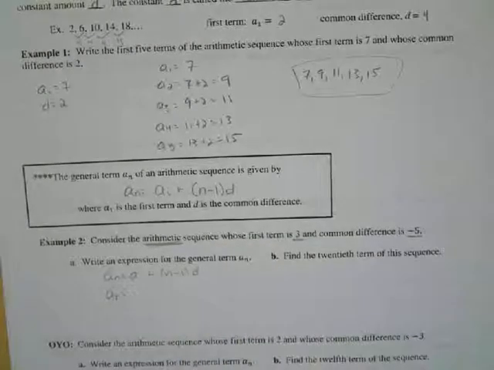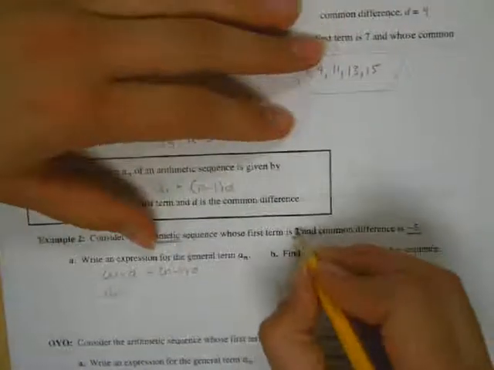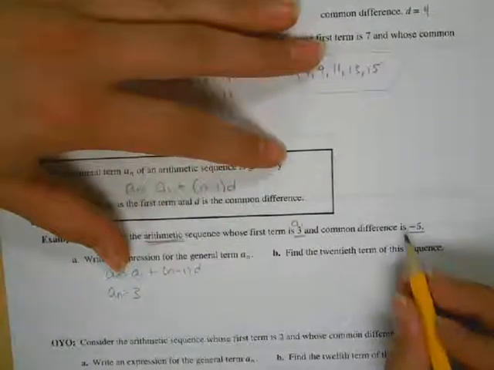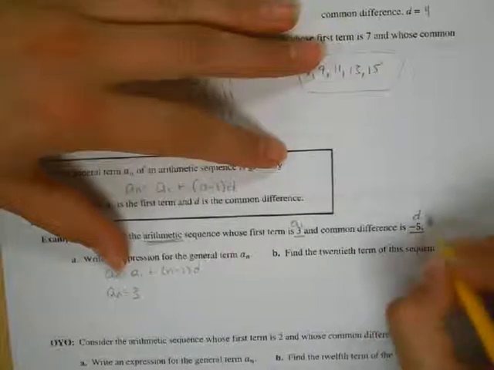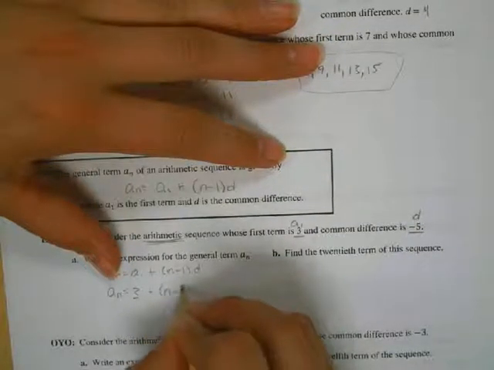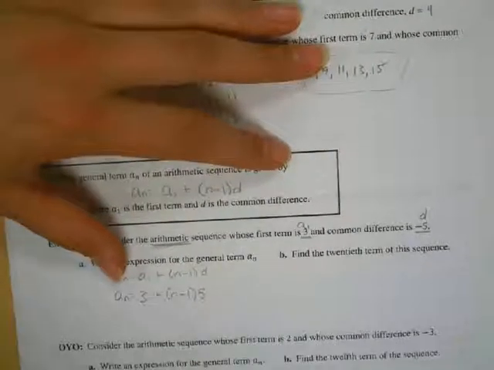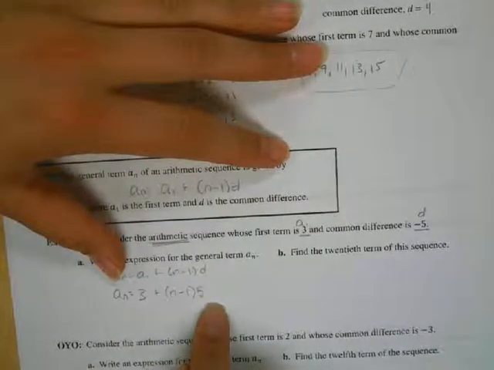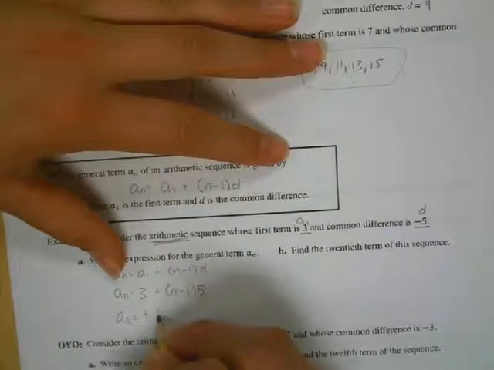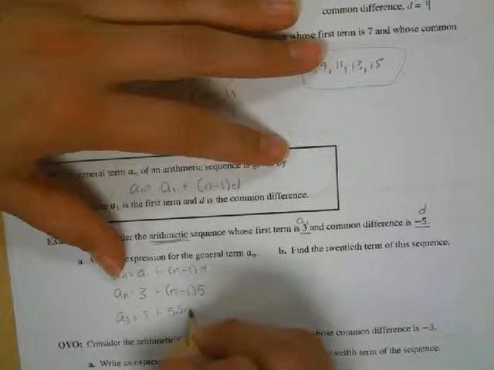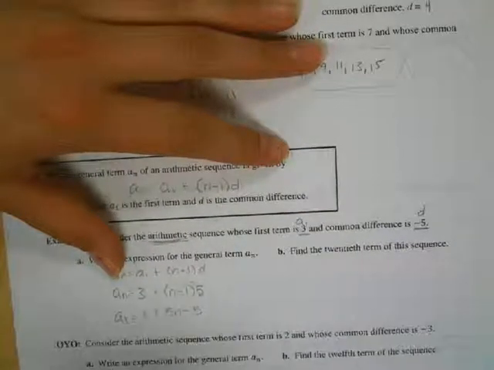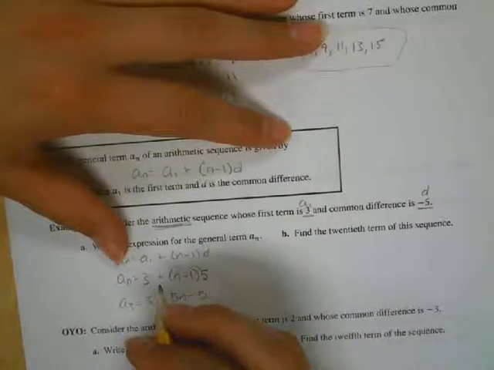A sub 1 plus n minus 1 times d. Okay, so I know that my first term, which is a sub 1, is 3. My common difference, which is d, is going to be negative 5. So plus n minus 1 times 5. Okay, now I'm not going to leave it like that. I'm going to multiply this out. So a sub n is 3 plus 5n minus 5, because I would have to distribute here. Okay, n times 5 and negative 1 times 5.